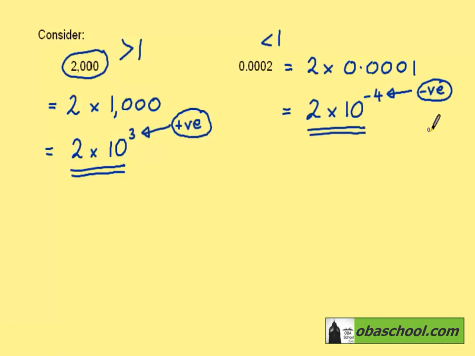I always use this method to decide whether indices should be positive or negative. If the original number is larger than 1, we have a positive index. If the original number is less than 1, we have a negative index.